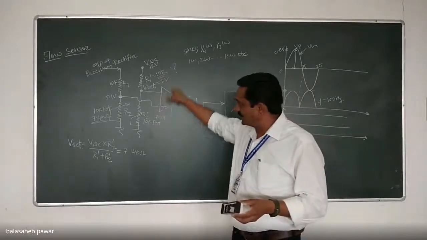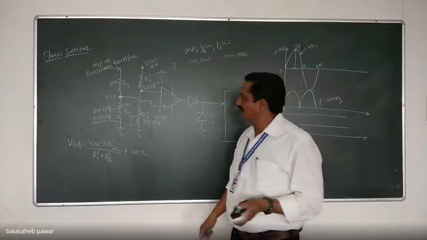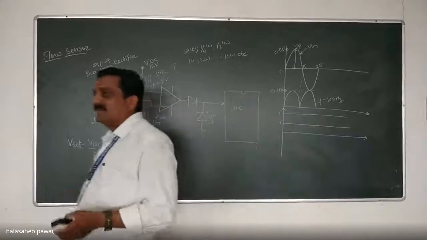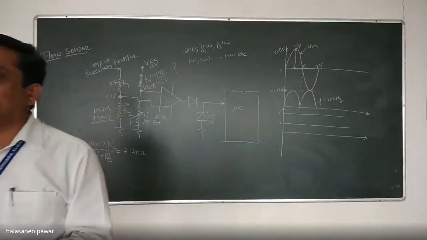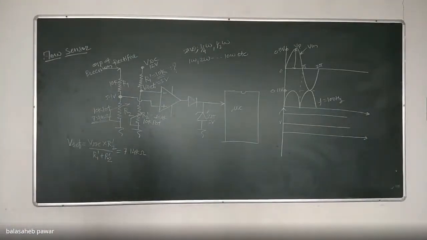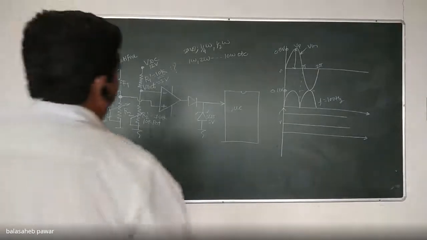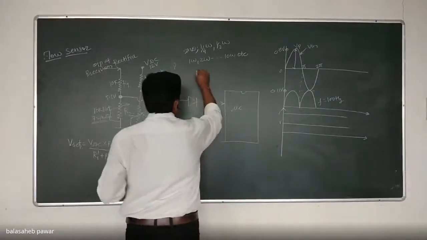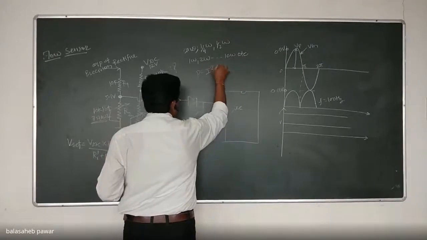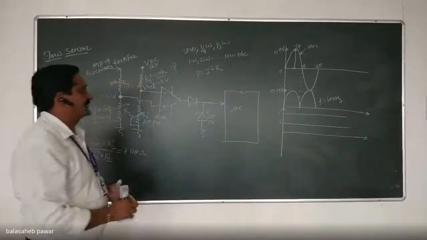That thing you have to perform now. Okay. So how are you going to determine the power handling capacity? It's very simple. Simply take P equals I squared R, the power drop or power handling capacity of that device. It is I squared R.